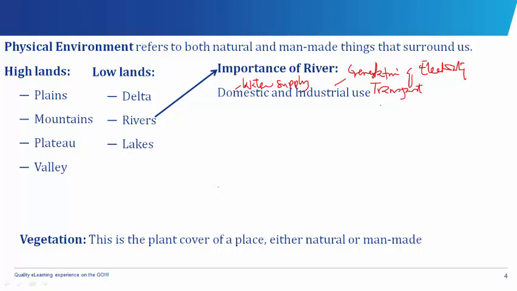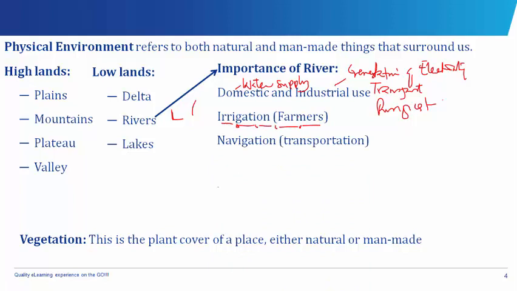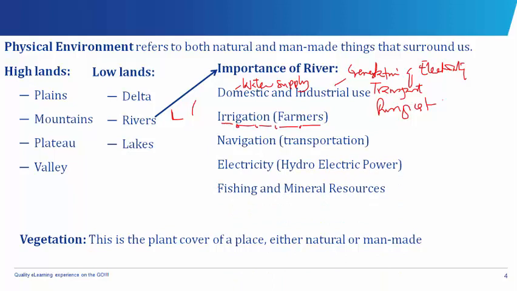Then it could be used for general purification of substances and washing. Then for farmers, that's another important use of rivers, for irrigation. Water could be gotten from rivers, or rivers could be channeled to farms to irrigate. Irrigate means to water the crops and the farm. And then for transportation, I've talked about that. Then generation of electricity, then also fishing and mineral resources. These are very important. Then for research purposes and tourism.